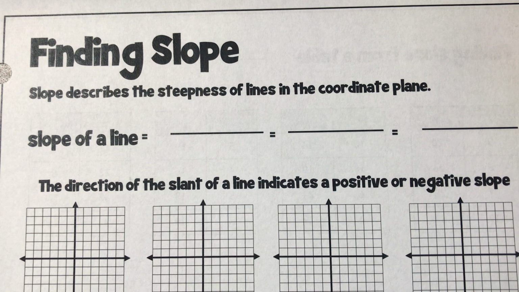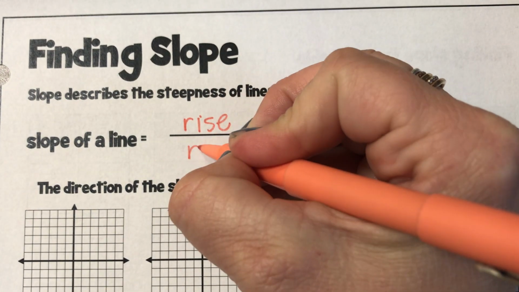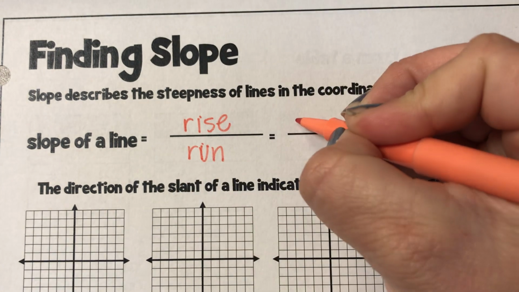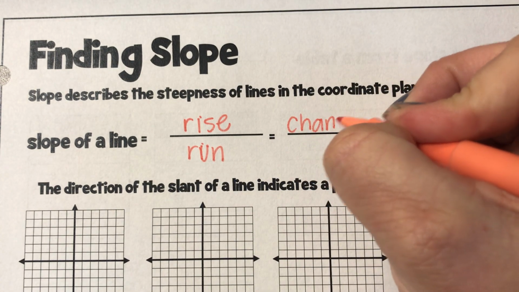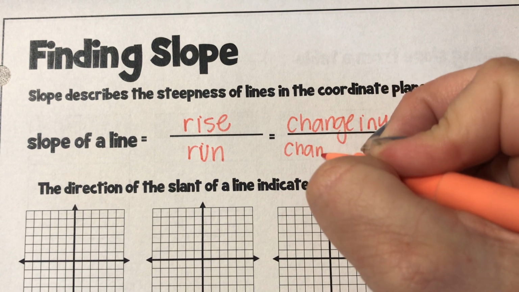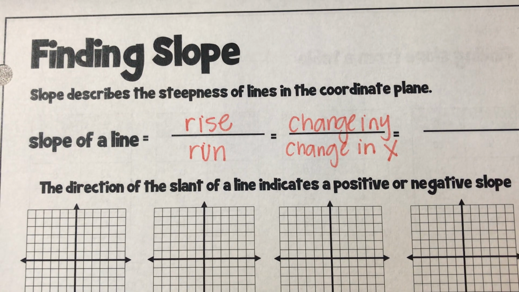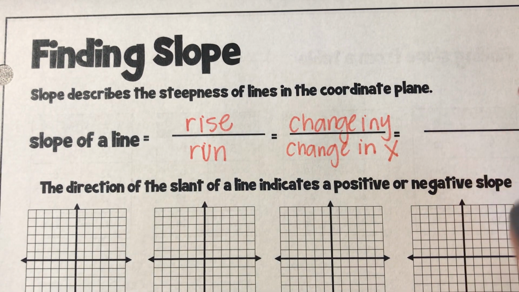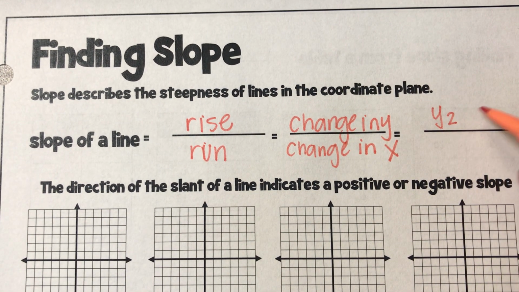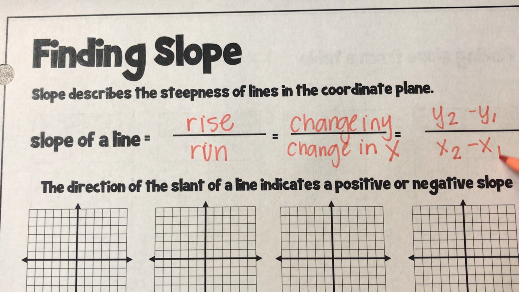Slope of a line is rise over run. It's the change in y over the change in x. It's y2 minus y1 over x2 minus x1.